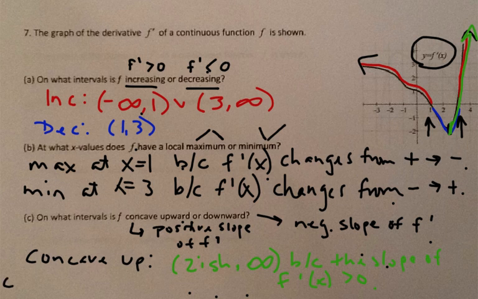Now, concave down would be from negative infinity to 2-ish. So from the left side of the graph on down until I reach that lowest point. And that's going to be because the slope of f prime of x is negative. Okay? Now, those are all the ones I want to do with you as notes.